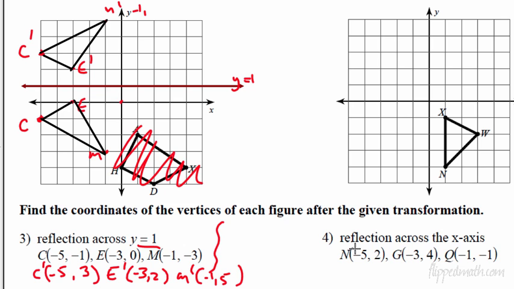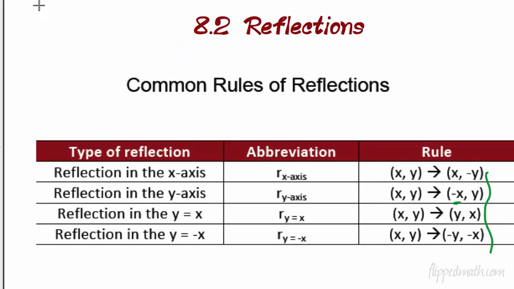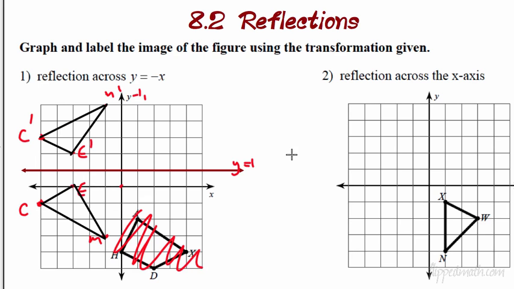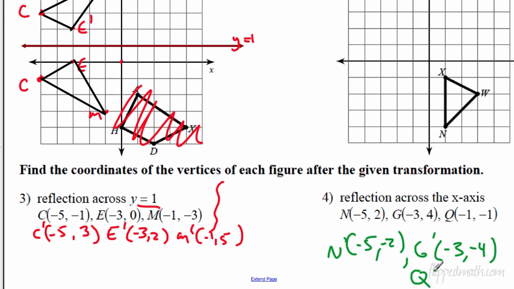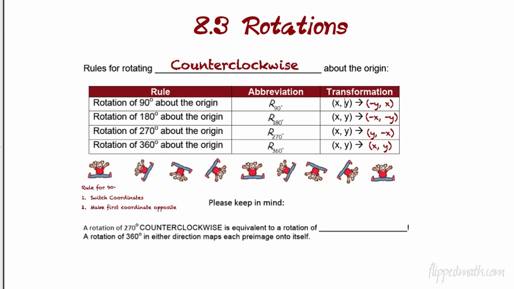Okay? Number 4, reflection across the x-axis. Remember our rule for that. If you want to use the rule, you can either graph it or you can use the rule. X-axis is (x, negative y). You just change the y coordinate. So if I'm just changing the y coordinate, it's as easy as N prime. Change the y coordinate to the opposite. There's 1. Okay, negative 5, negative 2. G prime is at negative 3, negative 4, and Q would be at negative 1, positive 1. Okay, that'd be Q prime. Sorry, I said Q. That's not right. It's Q prime.